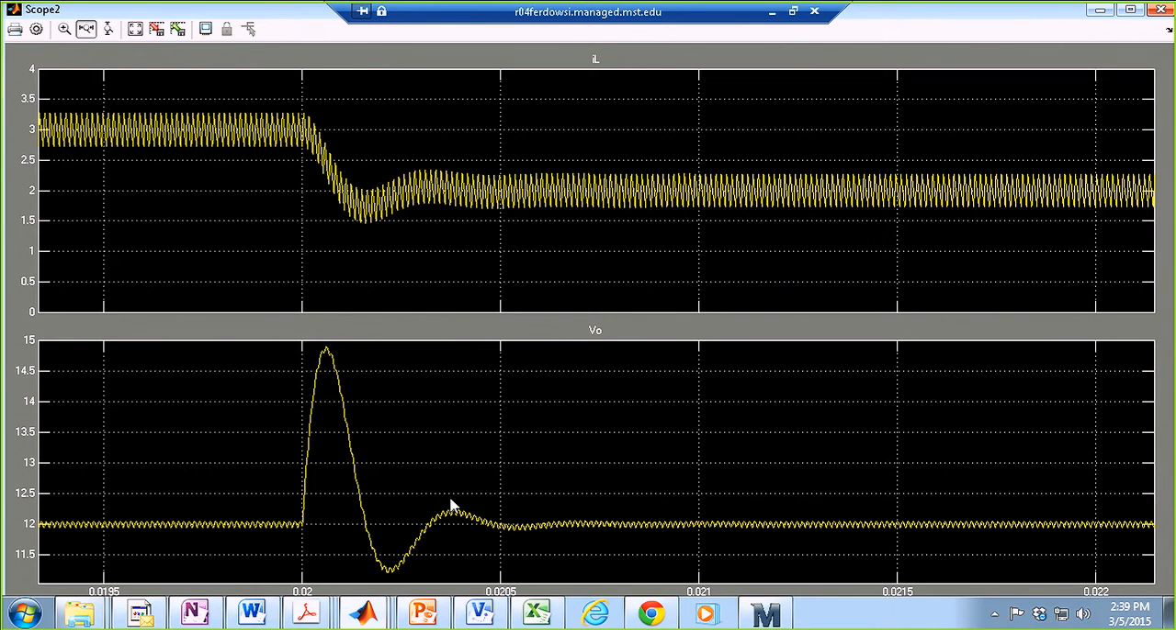But during the transition, you can see the output voltage has a peak of almost 15 volts. Well, it depends on your load and depends on the other components connected there. Maybe 15 is too much. It's going to damage your load, for instance. So you basically have to come up with a solution to minimize this overshoot of almost 3 volts.